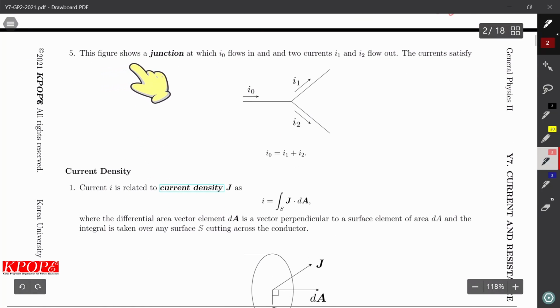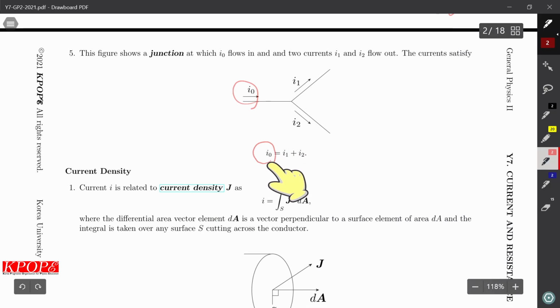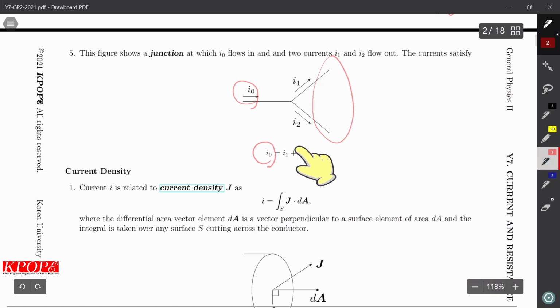This figure shows a junction at which I0 flows in, and two currents, I1 and I2, flow out. Conservation of current states that the incoming current is I0, and the sum of outgoing currents is I1 plus I2.